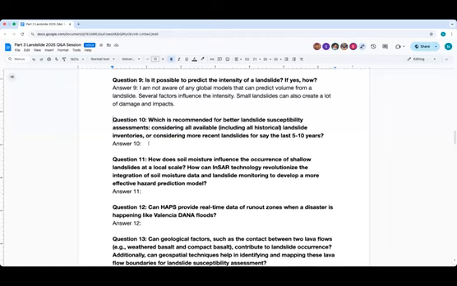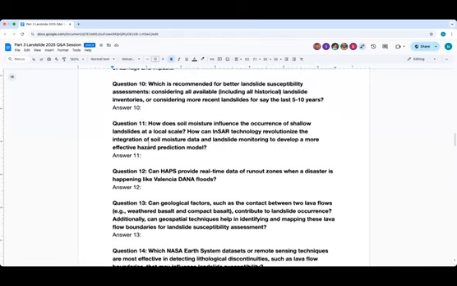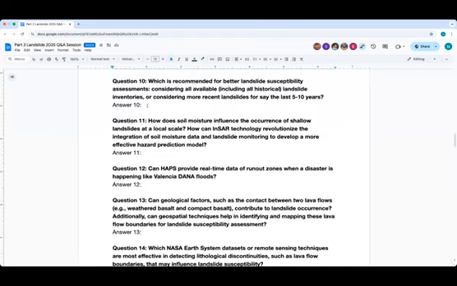Okay, question number 10. Which is recommended for better landslide susceptibility assessments? Considering all available data, including historical landslide inventories, or considering more recent landslides for, say, the last 5 to 10 years? Again, this is going to come down to what definition you're using for the word better. And that sounds like a hedged answer, and in some ways that is because it is. It will very much depend on what your use case is.